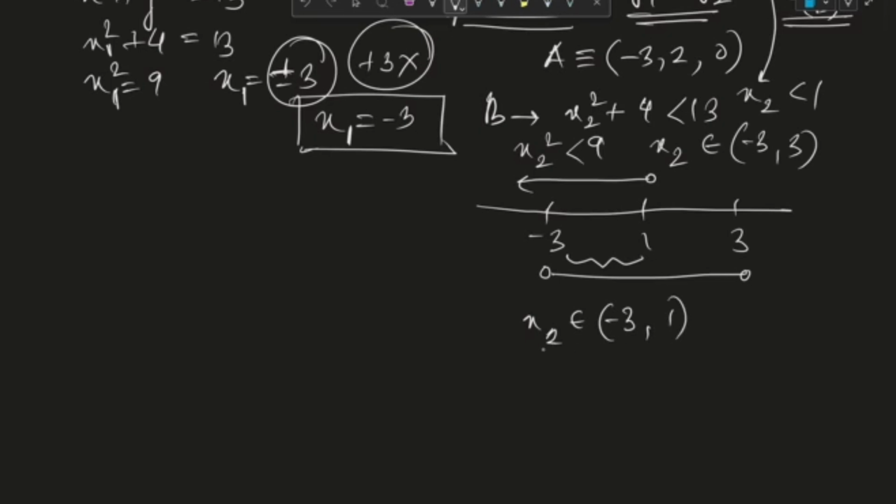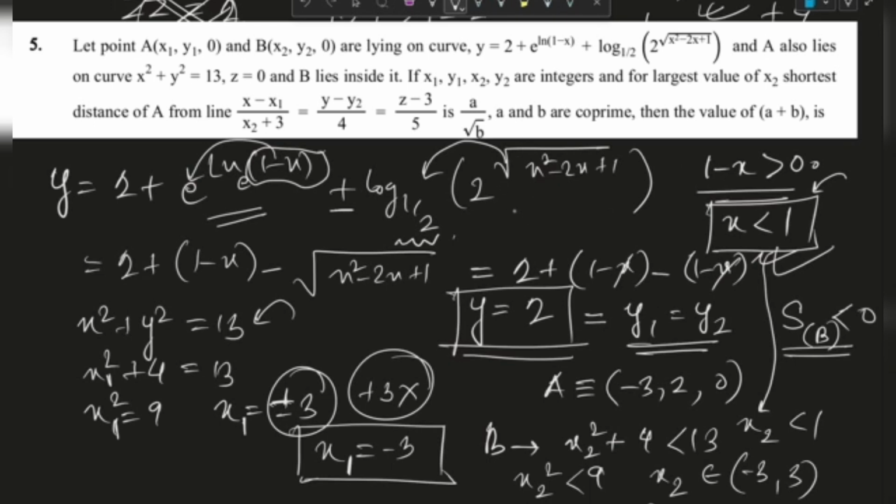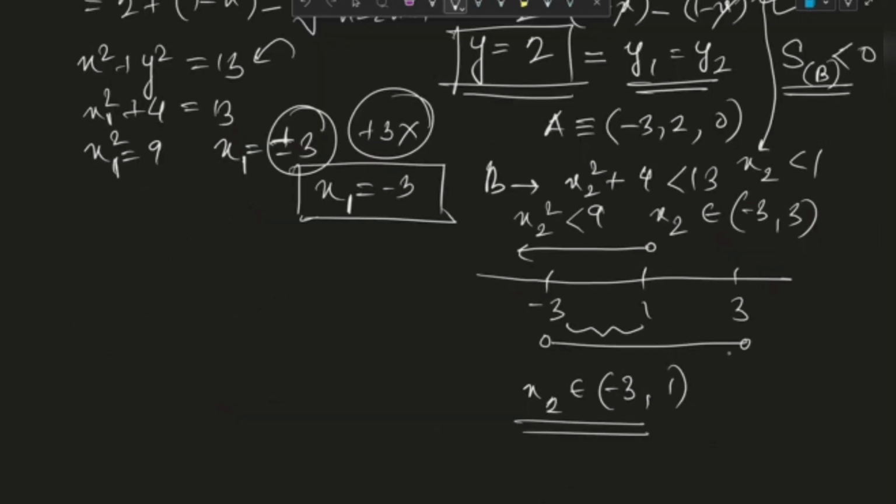Now I will show you the question once. If you see the question carefully, we have x1, y1, x2, y2 all are integers. And now for the largest value of x2, we have to take the largest value of x2 which is an integer. So here, as 1 is an open interval, we can't include 1. So the maximum value, I will write this as max of x2, this will basically become 0.